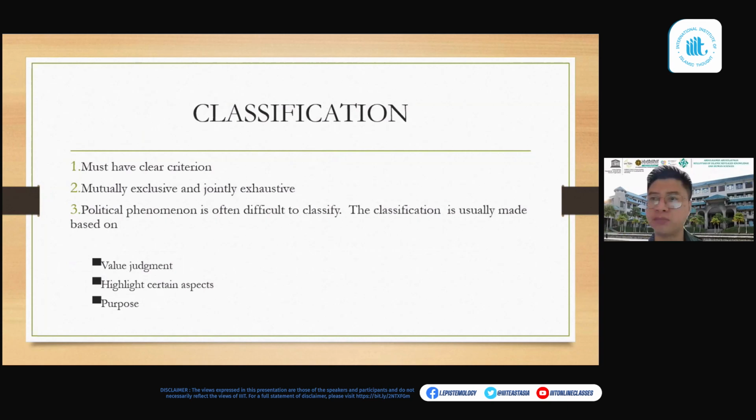We talk about value judgment, meaning what are the values that you want to consider? For example, we talk about democracy. Democracy is so wide, so many things within democracy. And within democracy itself, the model itself, it can be contradicted to a certain extent. So what is the part or what is the value that we want to consider? We can use that. Or we highlight on certain aspect only.